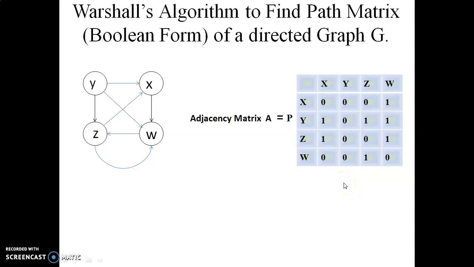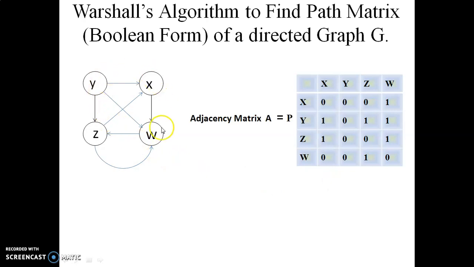Hello everyone. Today we are going to discuss Warshall's algorithm to find the path matrix of a directed graph G. This path matrix is in Boolean form because we are using Boolean functions in order to write the path matrix. Now before going into the actual stepwise understanding of Warshall's algorithm, let us first understand, by taking a simple example, how to find the path matrix using Warshall's algorithm.